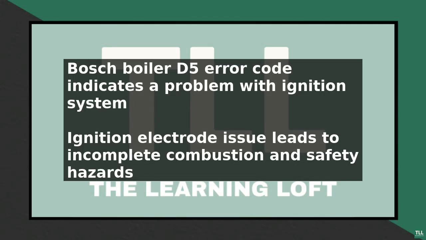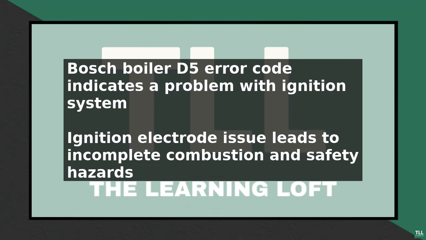To fix the Bosch Boiler D5 error code, it is essential to understand the meaning, causes, and solutions. The D5 error code indicates a problem with the boiler's ignition system, specifically a faulty or malfunctioning ignition electrode. This issue can lead to incomplete combustion, reduced boiler efficiency, and potentially cause safety hazards.